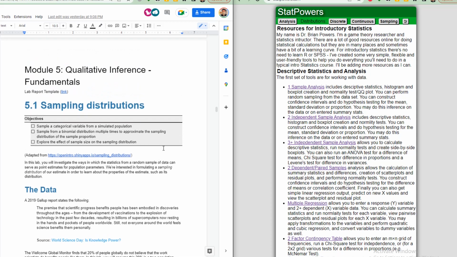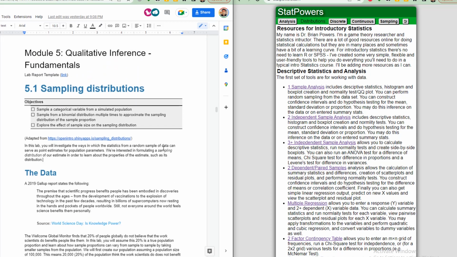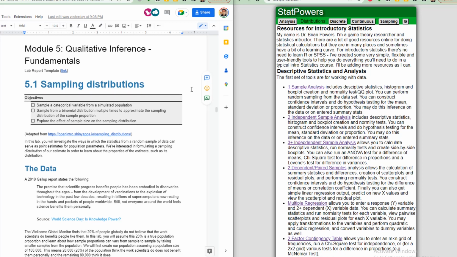Now, this lab is on qualitative inference on the fundamentals, essentially looking at proportions for a single sample, like a single population, and we'll just jump right in. This first part is related to sampling distributions. In this module, we're going to be concerned with understanding how the central limit theorem works. So here we're going to look at the idea of sampling distributions.